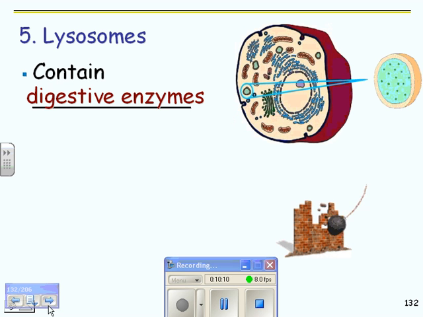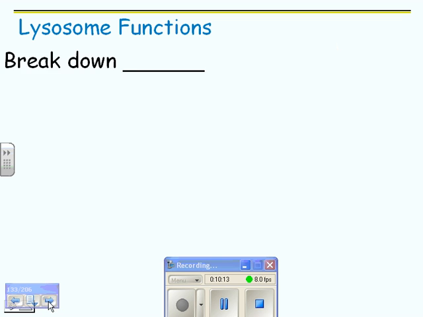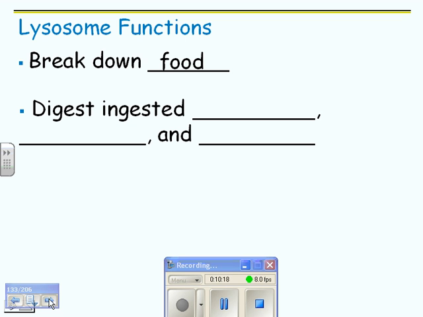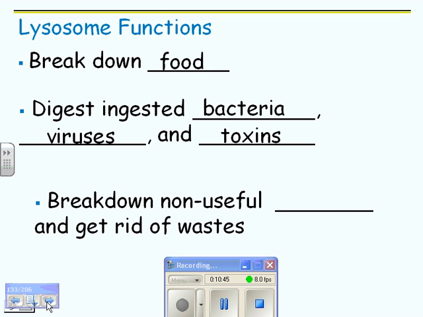So they contain digestive enzymes, and they break down stuff. So they'll break down food, for example. So if you're a bacterial cell, the lysosome will break down food. Digest ingested bacteria, so you can use those as food, or if you eat plenty of good food, the bacteria is something you need to get rid of, so the lysosomes will get rid of bacteria for you. They'll get rid of any cell that has a virus that has infected it, and hopefully they'll get rid of toxins, and they even get rid of cells that have cancer sometimes. So they break down non-useful tissue to get rid of waste also.